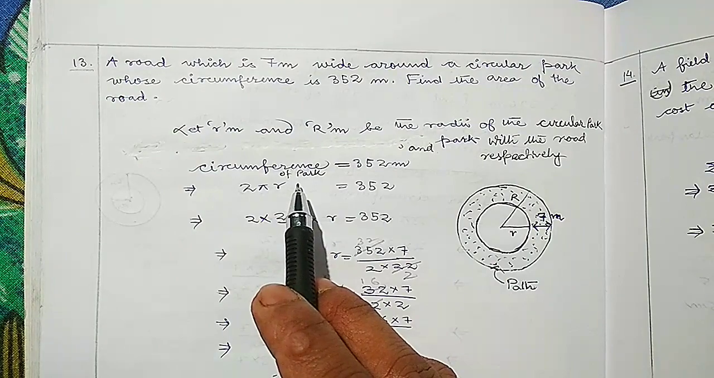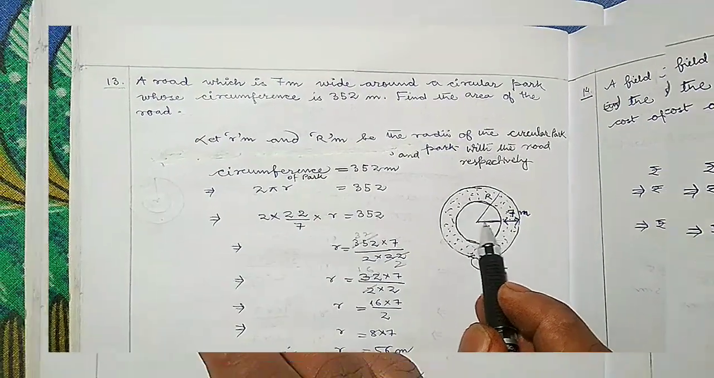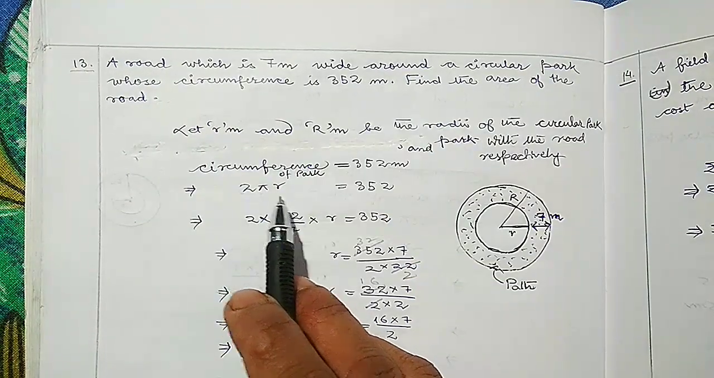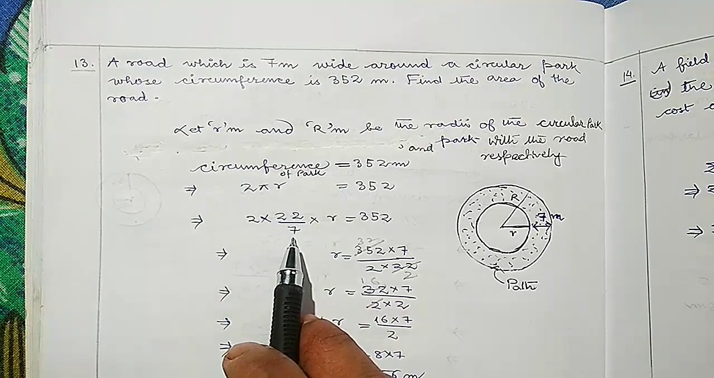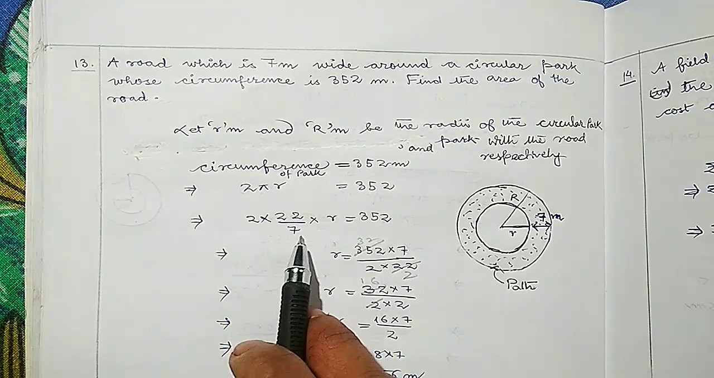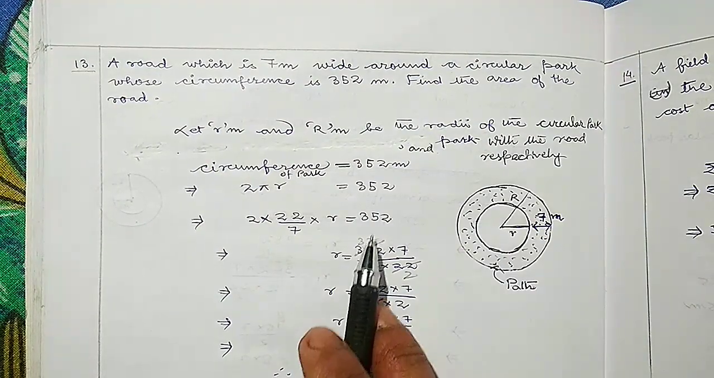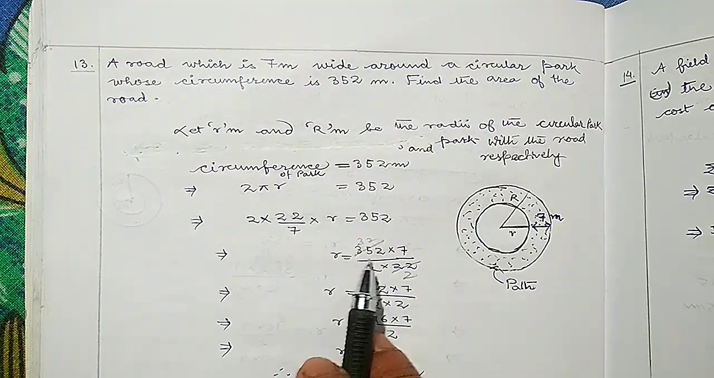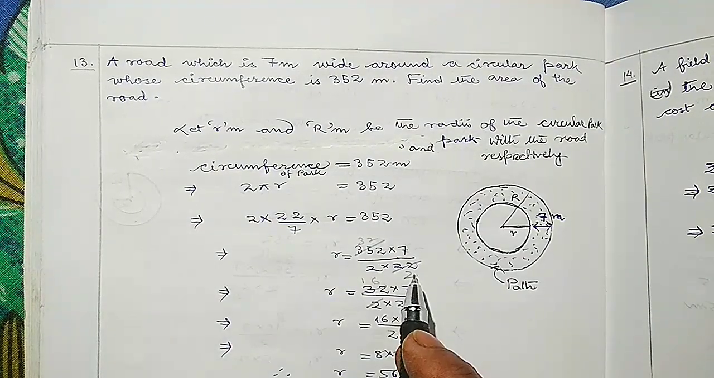We know the circumference formula is 2 pi r. As we have considered, the radius of the park is r. So 2 pi small r equals 352. As we know, the value of pi is 22 by 7. So 2 into 22 by 7 into r will be 352. So r will be 352, and if I cross multiply, 7 will be in the numerator, 2 and 22 will be in the denominator.